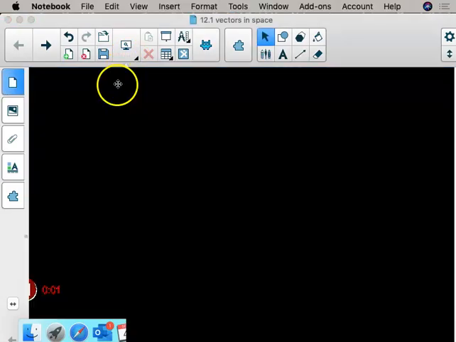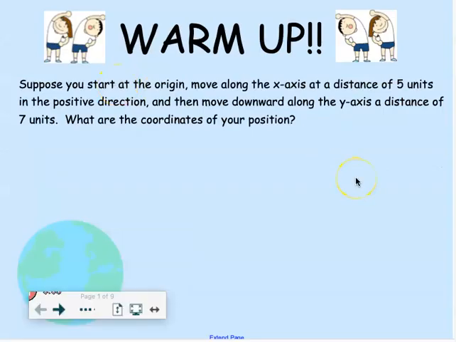And here's the warm-up. So, suppose you start at the origin on the x-axis. All right, what are the coordinates of your position if you go positive 5 on the x and negative 7 on the y? Sophie, what are your coordinates? 5, negative 7. Okay. Good. That's just a warm-up to see if you are ready for some math.